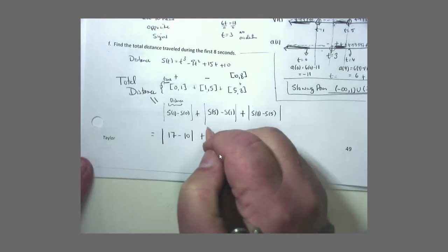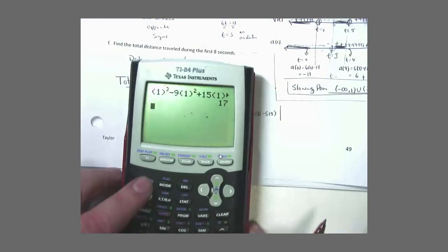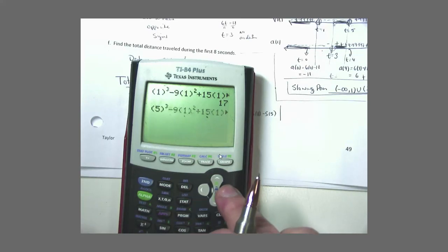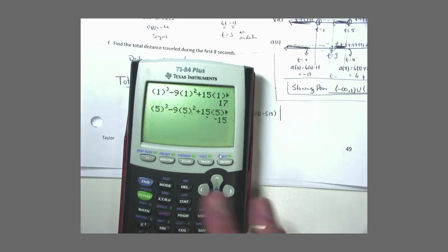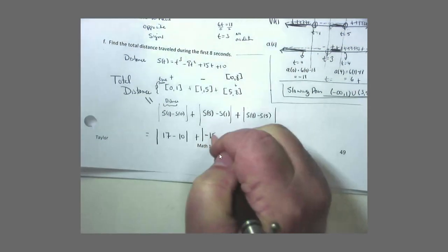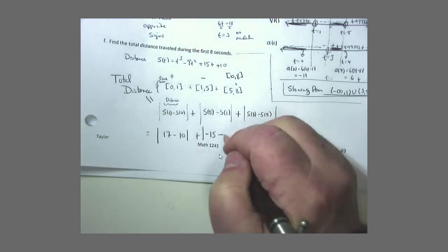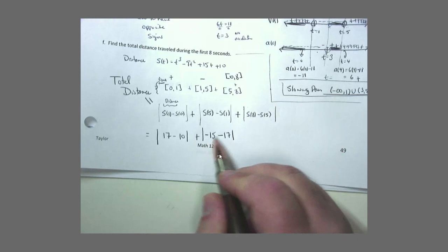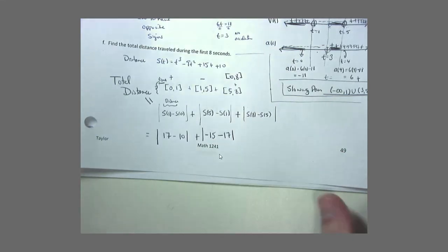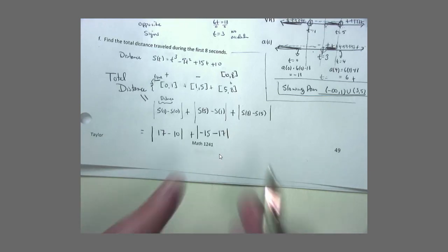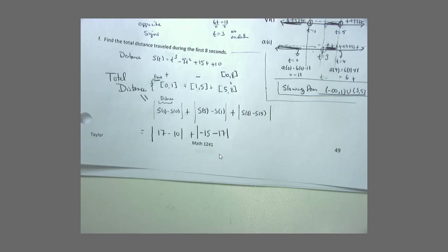Plus absolute value. What is s of 5? So I'm going to go in here and take my equation, recall it back down again, and replace all those 1s with 5s. 5 cubed minus 9 times 5 squared plus 15 times 5 plus 10. I went negative 15 feet. Minus, what was s of 1 equal to? Well, we already calculated s of 1, and that was 17. And minus 15 minus 17 is a minus 32. So we actually went 32 feet in the left direction, but I don't want directions to worry me, so I'm going to take absolute value out. I went 32 feet.